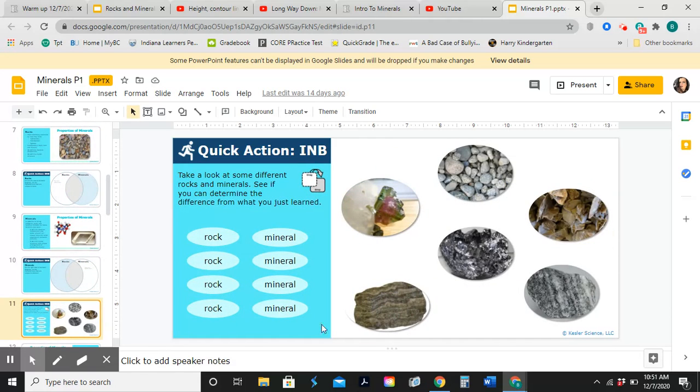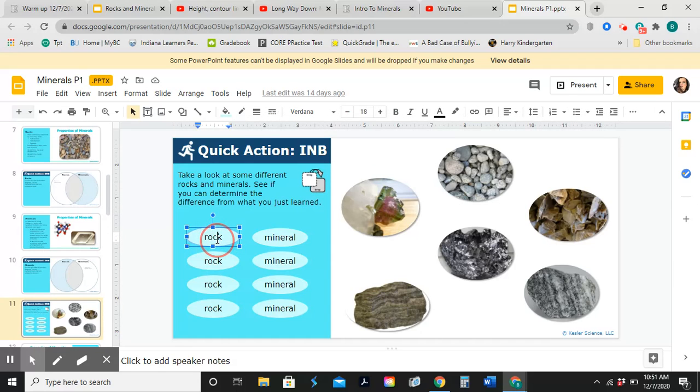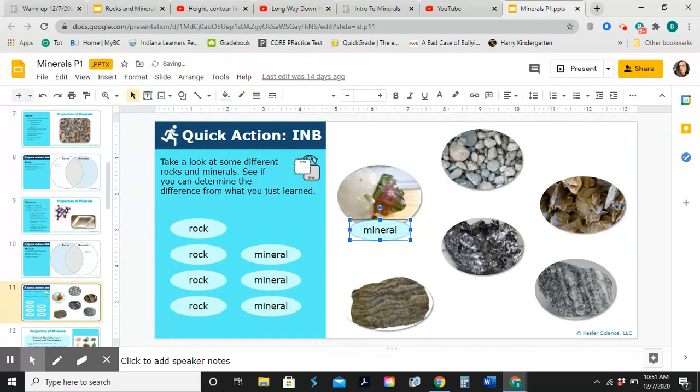Here you're going to classify what each picture is. Is it a rock, or is it a mineral? For instance, let's do the first one together. If this was a rock, then I would move it over here and put it to rock. If it was a mineral, then I would move the mineral over here, like so. Okay?